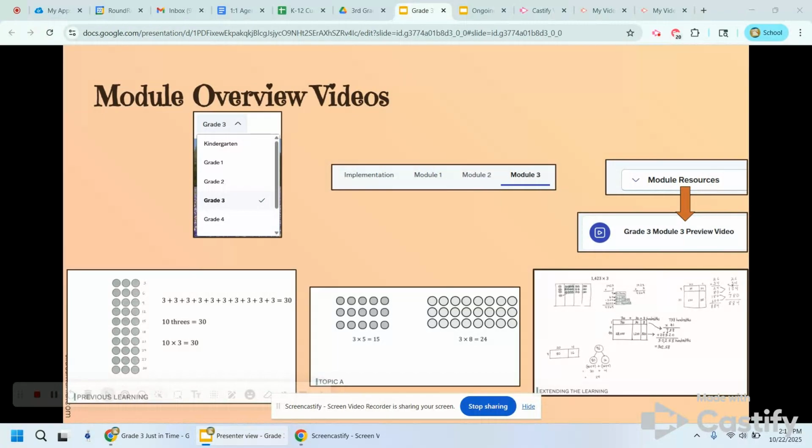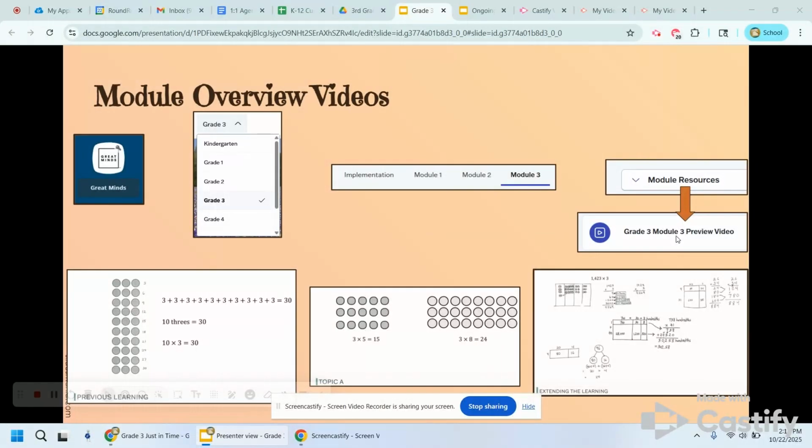One resource I wanted to highlight for you from the Great Minds website is the module overview videos. There's one for every single module. If you go to the Great Minds app on ClassLink, go to the bar and select your grade level. Over at the top are going to be some tabs. You're going to select the tab for the module that you're wanting to preview. Under that will be several things listed. The first one should be module resources. Once you open that up, you'll find the one that says grade 3 module, whatever, preview video.